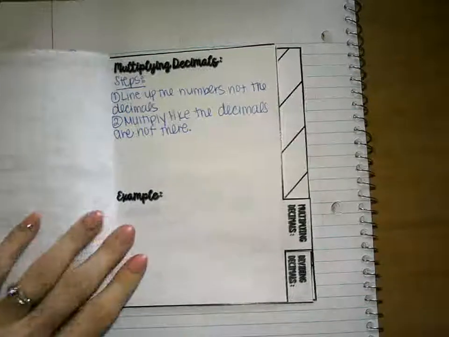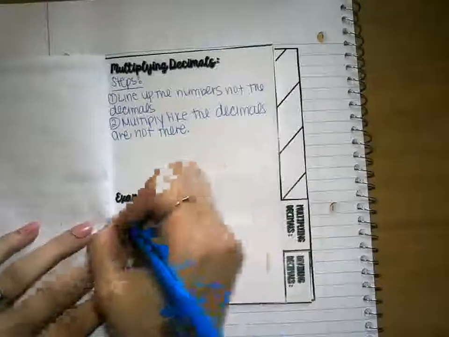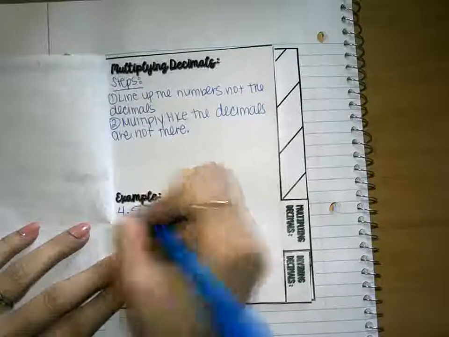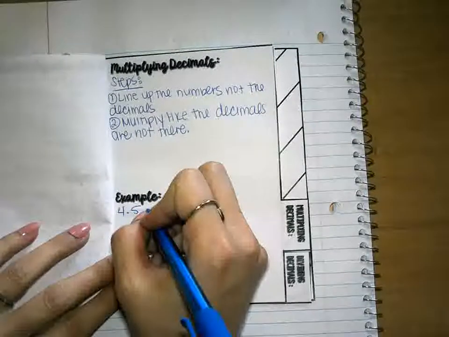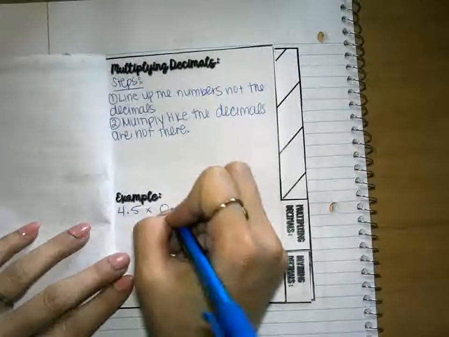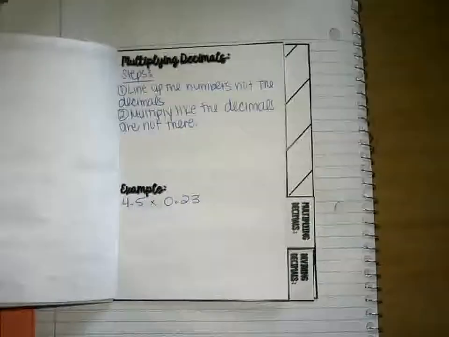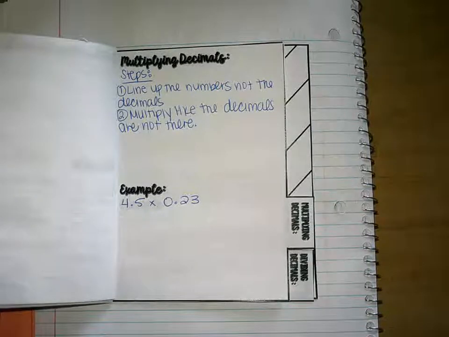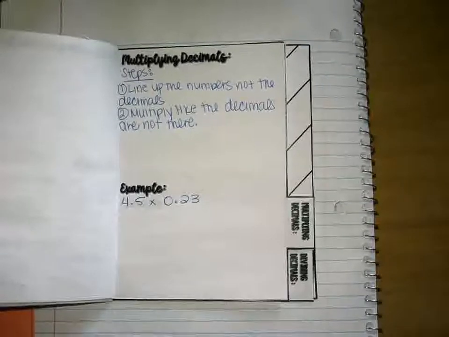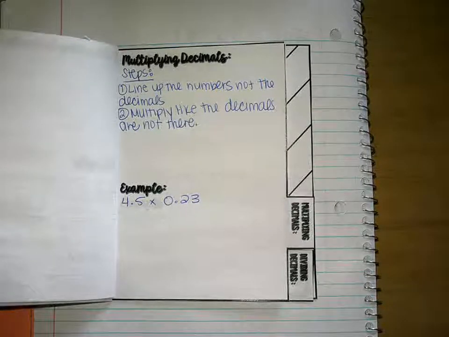So let's say I give you guys this example down below. I say 4.5 times 0.23. Doesn't matter which one goes on top and which one goes on bottom. You can put any number on top, any number on bottom. My rule of thumb is always this: the one that has more numbers goes on top, and the one that has fewer numbers goes on bottom.